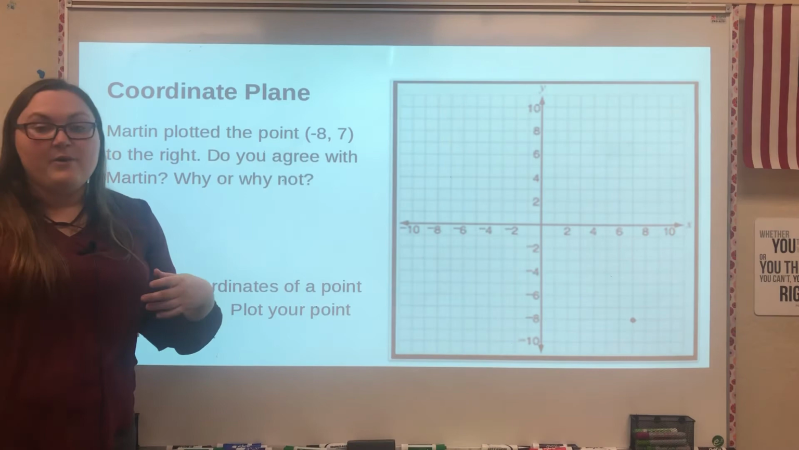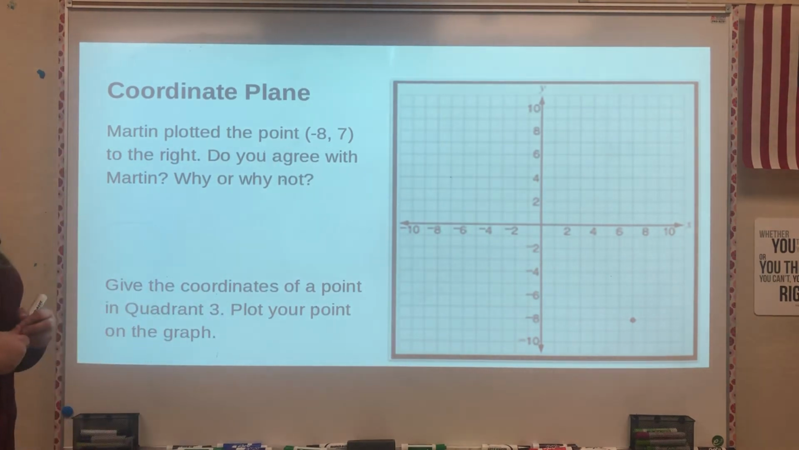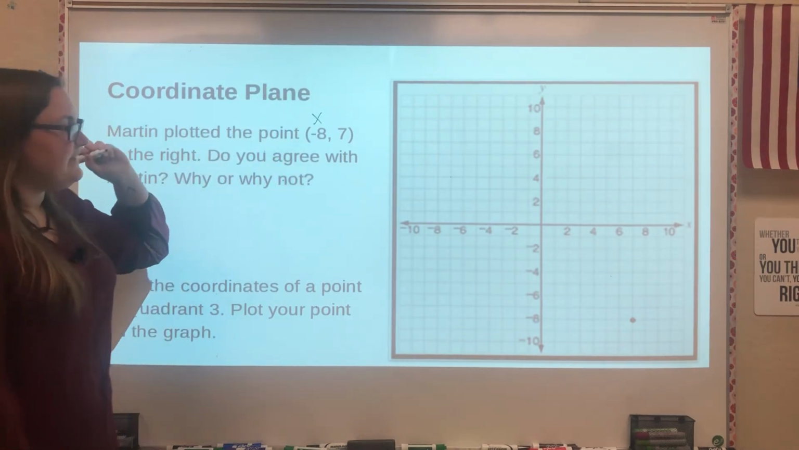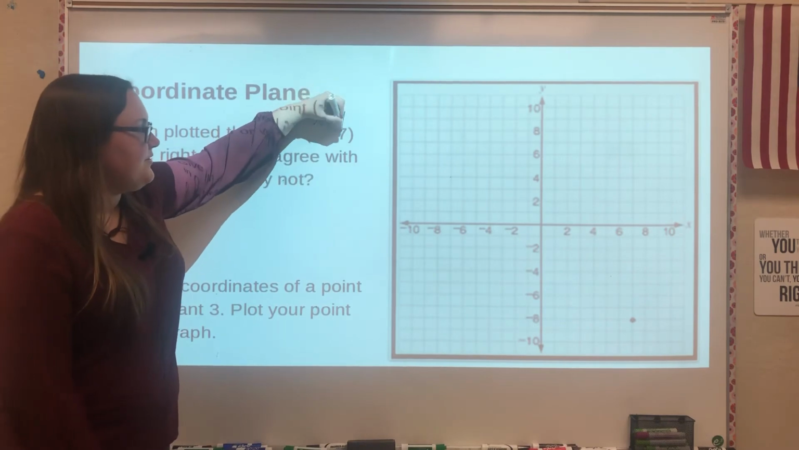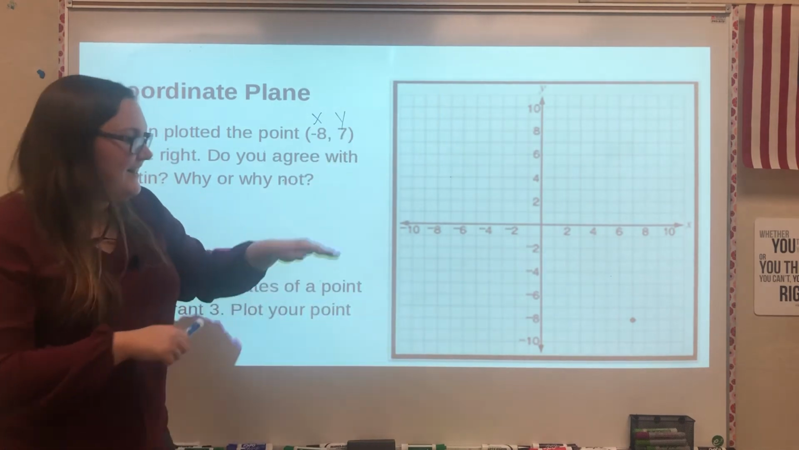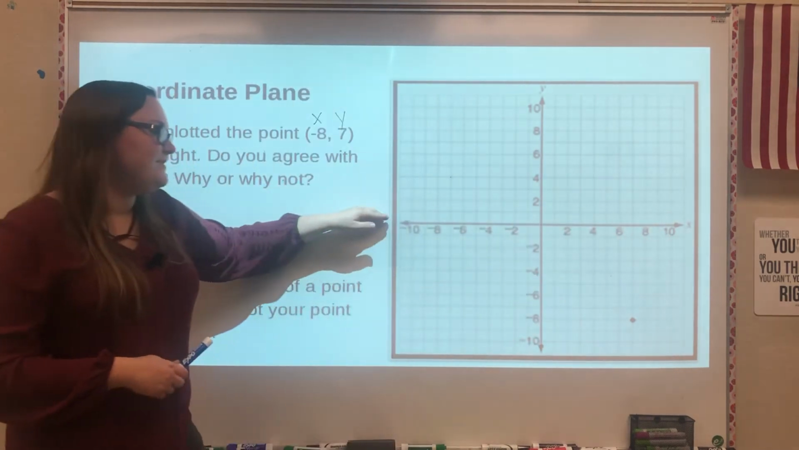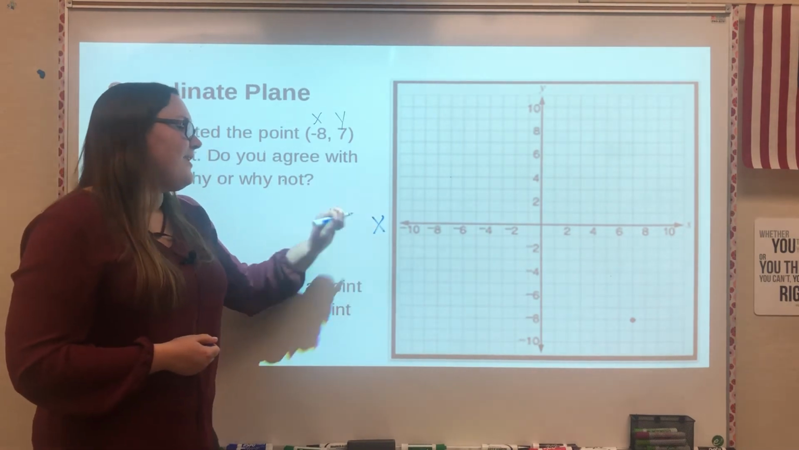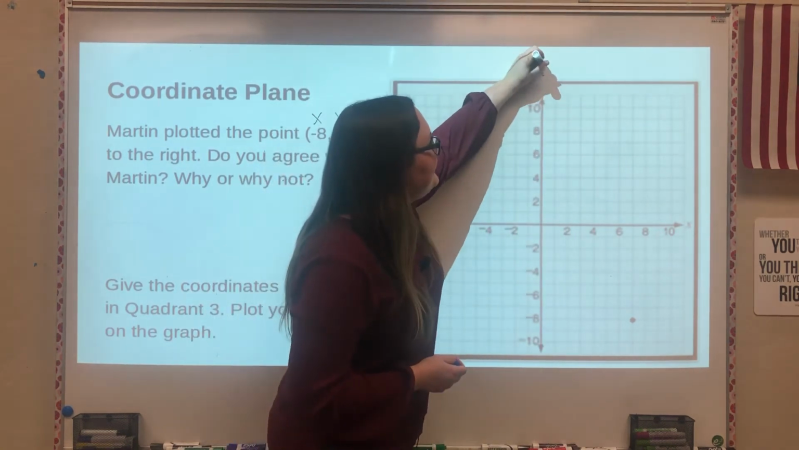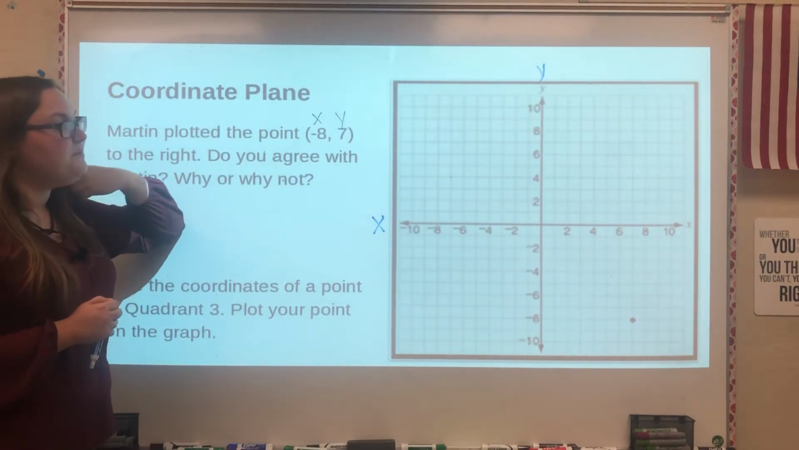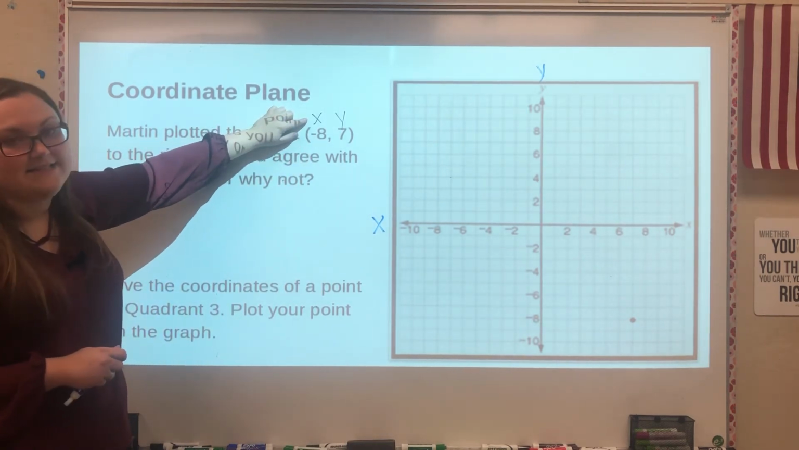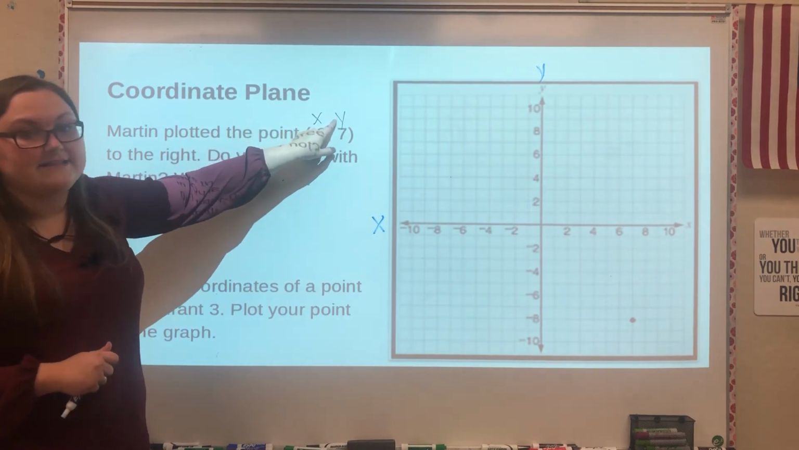This is reviewing what we've learned about plotting points on our coordinate plane. When we saw this lesson, we talked about how this first number here is called your x coordinate, and the second number is called your y coordinate. We also learned on the coordinate plane, or the graph, this horizontal number line is your x-axis, and this vertical number line is your y-axis. So if I want to plot this point, that is going to be the point that's at -8 on our x-axis and 7 on our y-axis.